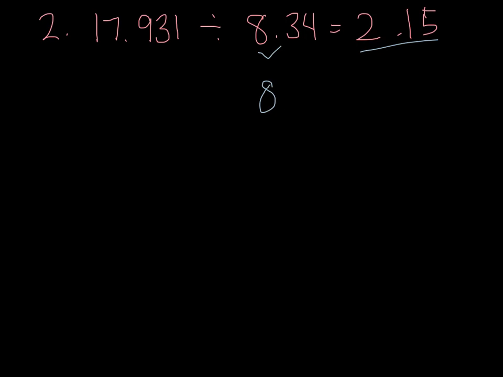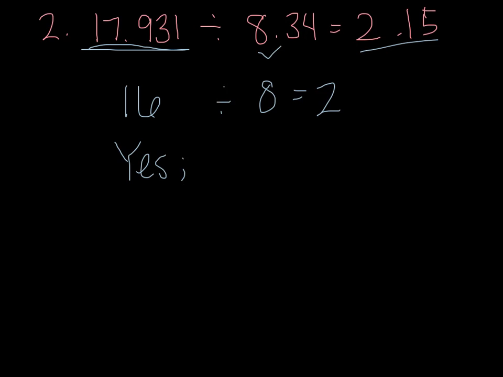Okay, so now let's see what number is close to 17 and 931 thousandths that is divisible by 8. Okay, let's count 8, then up to 16. Well, there we go. 16 is really close to 17 and 931 thousandths. So 16 divided by 8 equals 2. So is 2 and 15 hundredths a good answer? Is it close to the right answer? Yes.